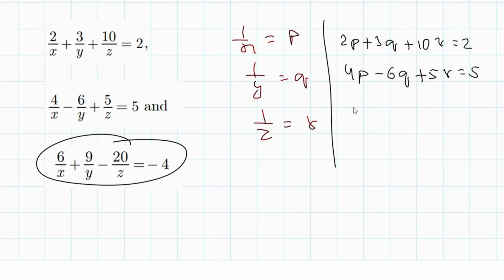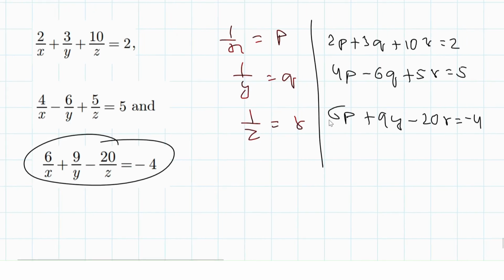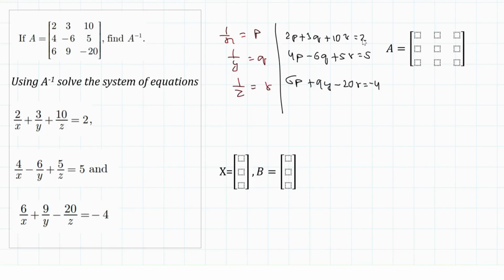And this equation will become 6p + 9y − 20r = −4. So this is how we obtain the equation in the standard form. Now, after obtaining the equation, what we are going to do is write the coefficient matrix as A. These are the coefficients, and the variable matrix, that is PQR in this case, and finally the constant matrix, that is denoted by B over here.